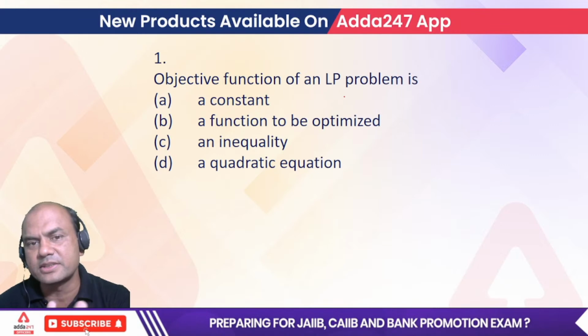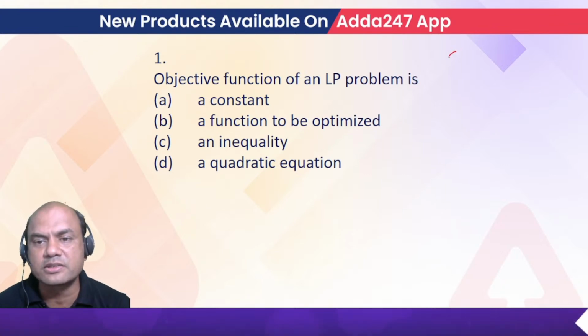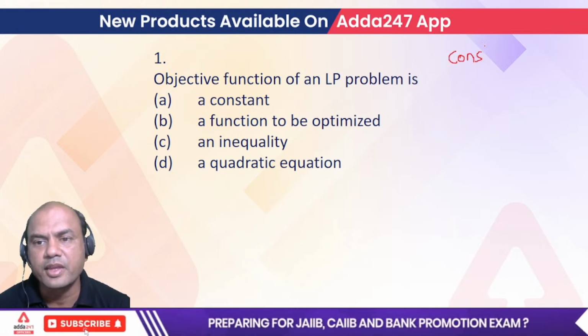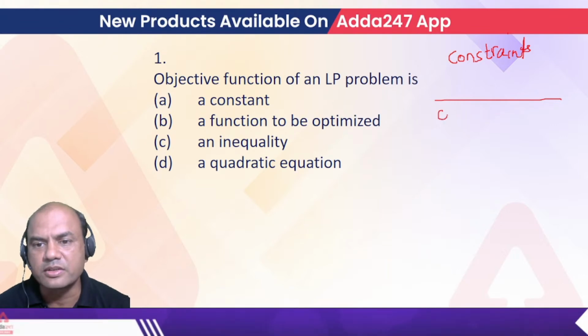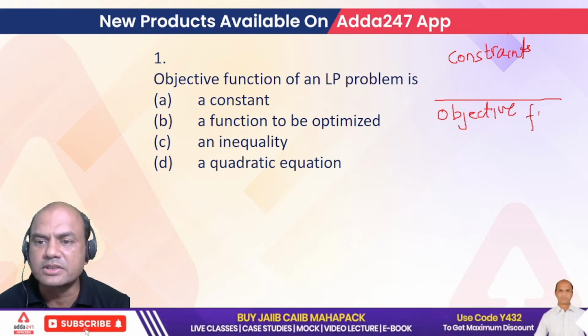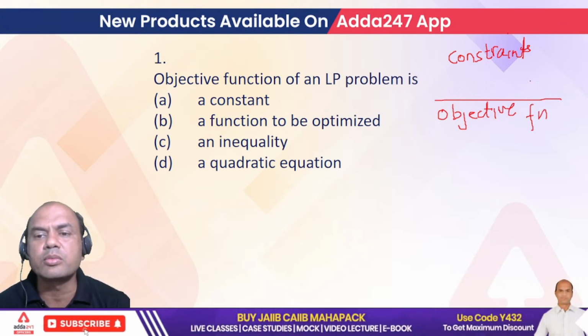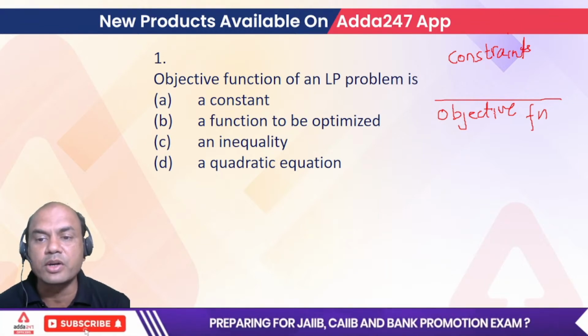So firstly understand, in an LPP there are only two parts. Always remember this. One is constraints, I'll write it over here, constraints, and second is objective function. What do you mean by this? Constraint means what all the problems are there, limitations are there. Objective function means what is your target.